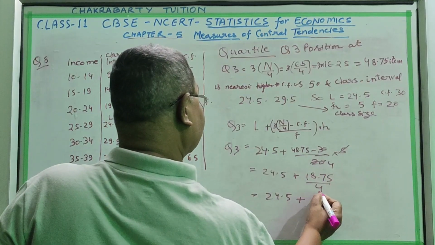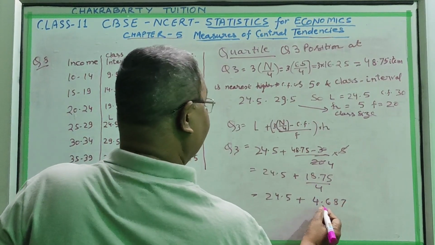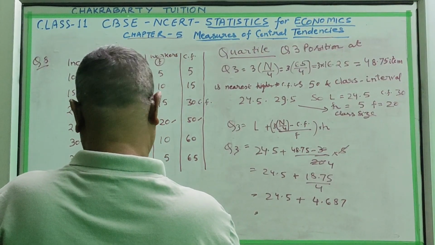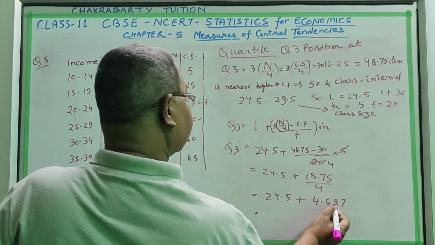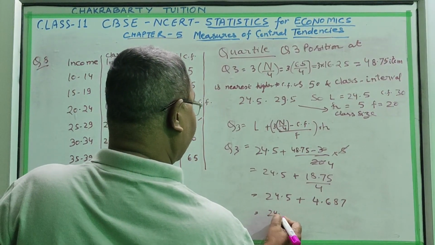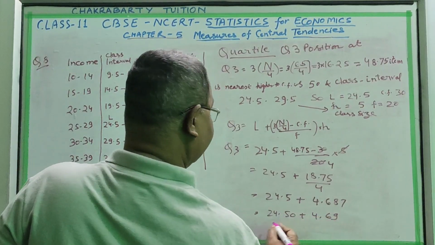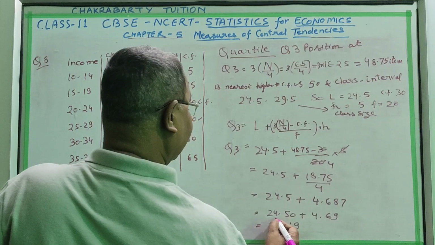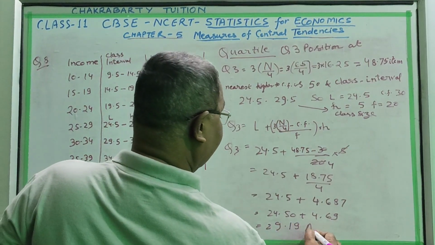This by calculator: 4 4s are 16, 4 6s are 24, 4 8s are 32, 4 7s are 28. So it will be 24.50 plus 4.69, which is 29.19. This is your answer.